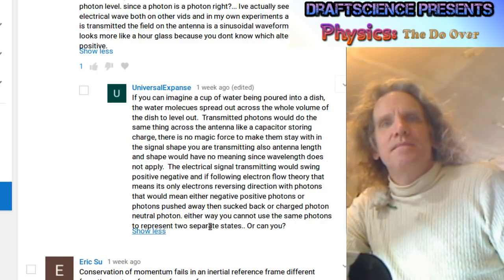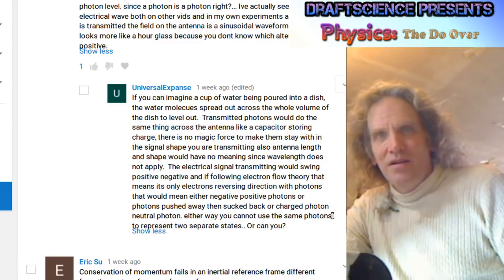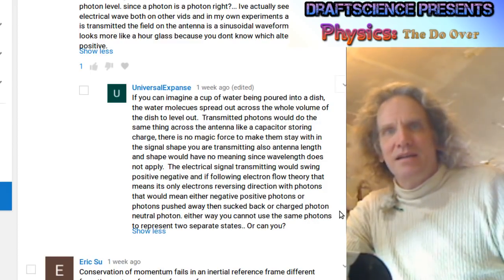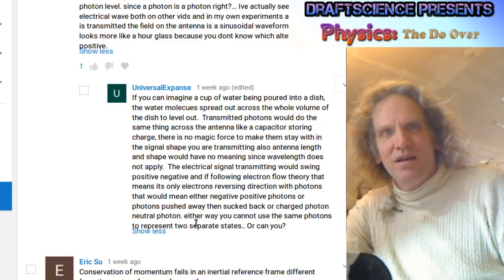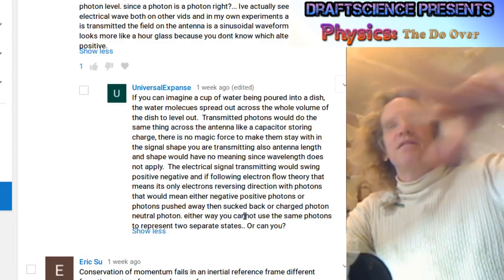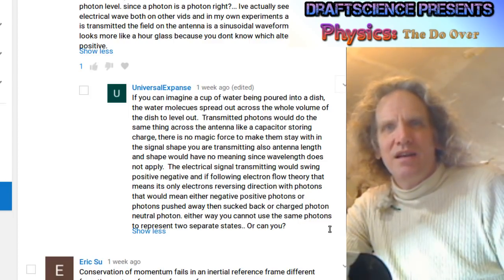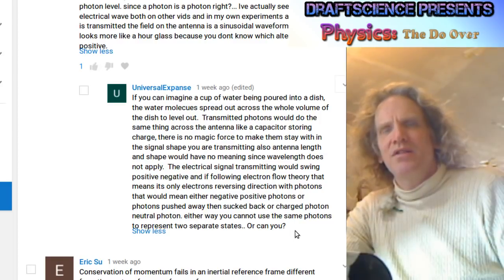Alright, push away and then sucked back, or this idea of something sucked back is idiotic, or charged photon, neutral photon, whatever. You're going to have to do a lot better than type this kind of rubbish as a comment. Either way, you cannot use the same photon to represent two separate states, or can you?